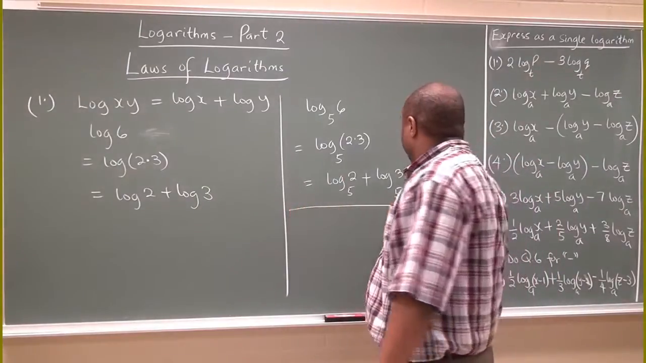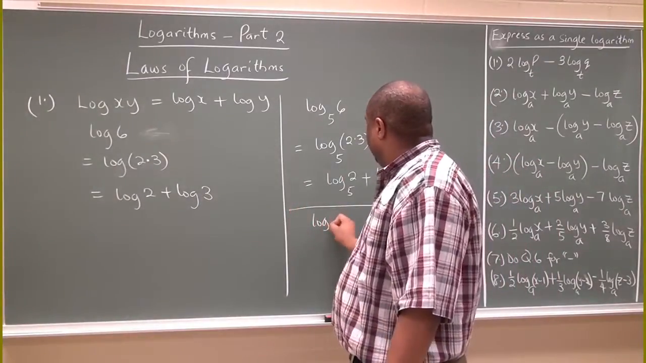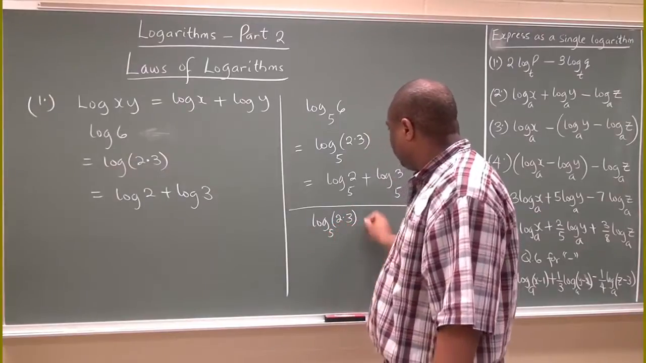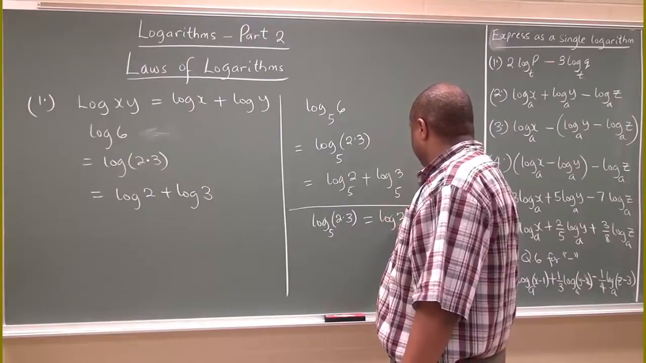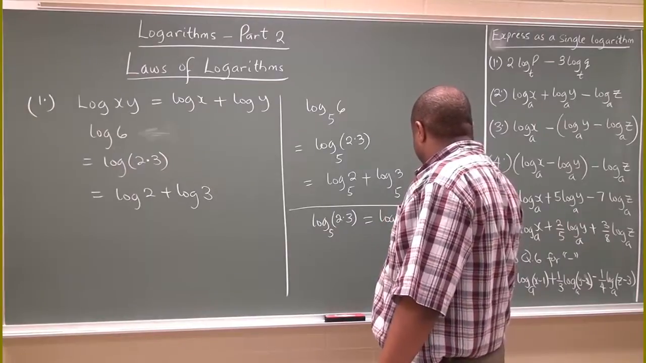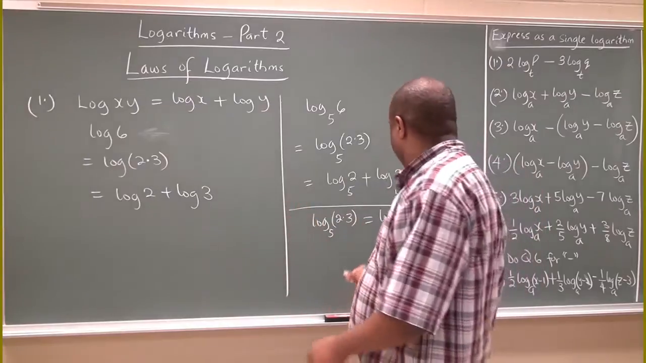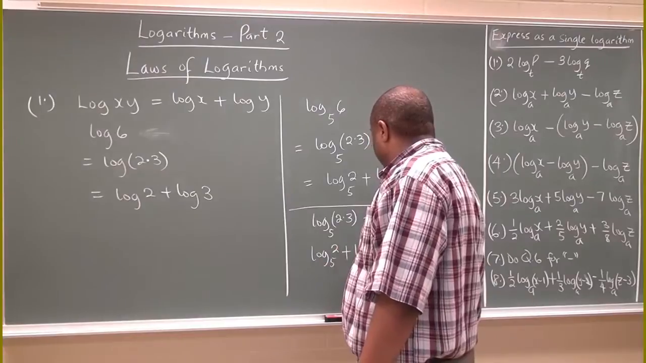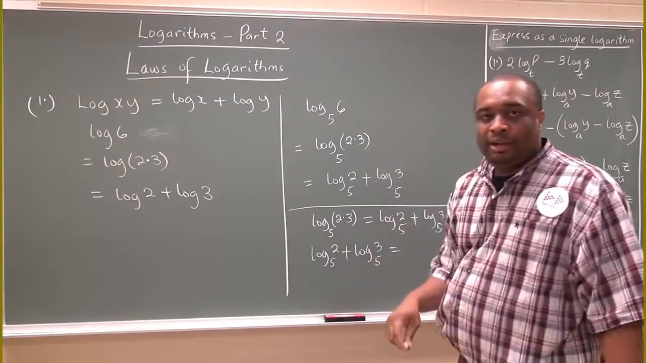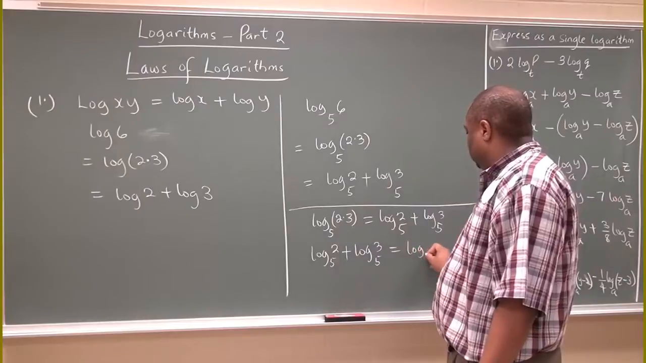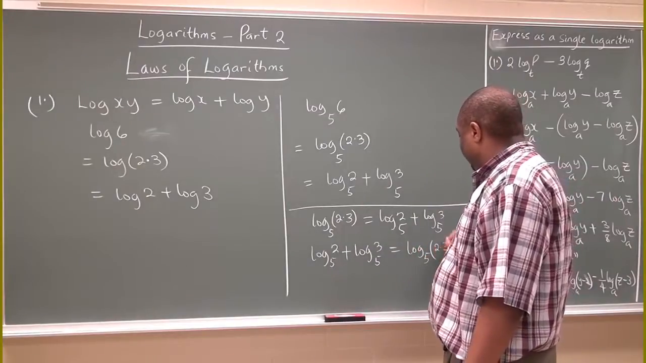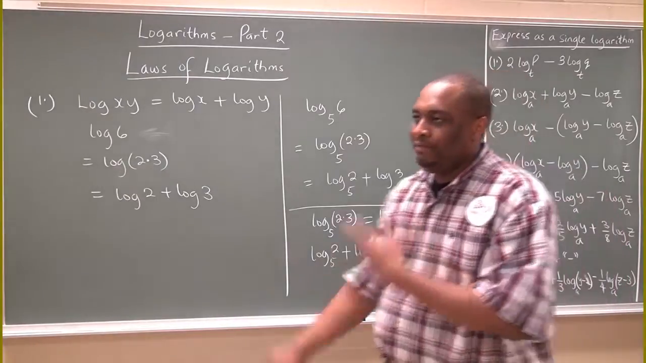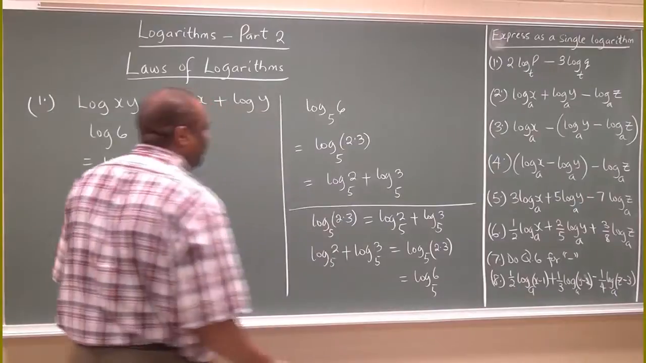For instance, you can have it that log 2 times 3 to base 5 is log 2 to base 5 plus log 3 to base 5. You can also have it the other way around. If you have log 2 to base 5 plus log 3 to base 5, you can also say that it is log to base 5 of 2 times 3. And that will give you log 6 to base 5. So you can also have it vice versa.